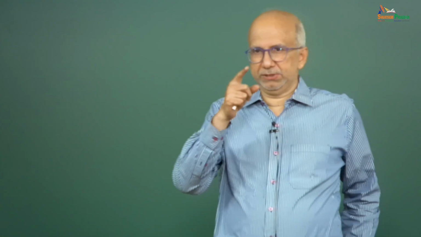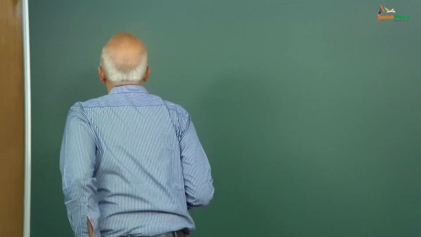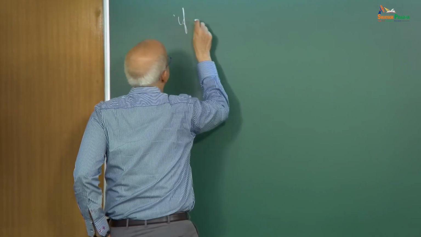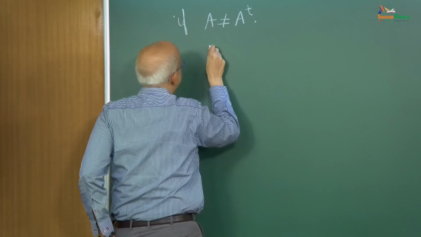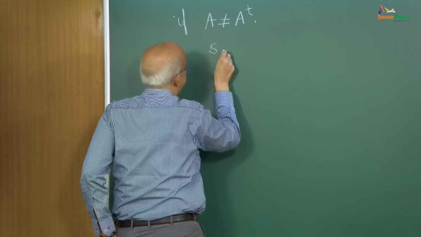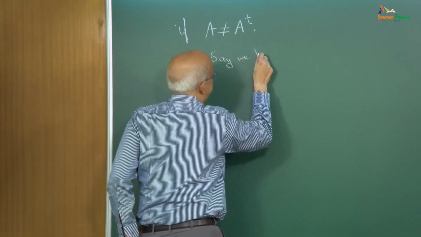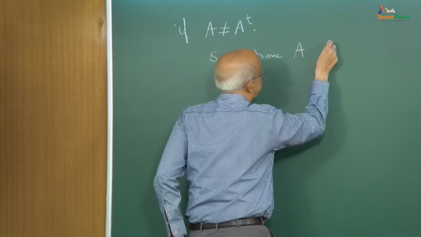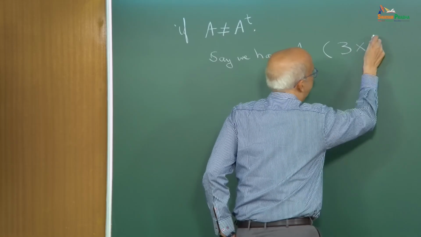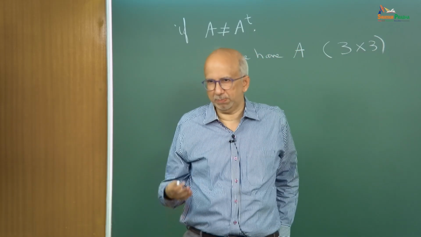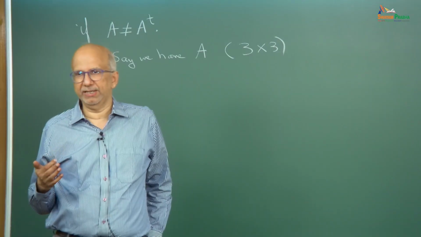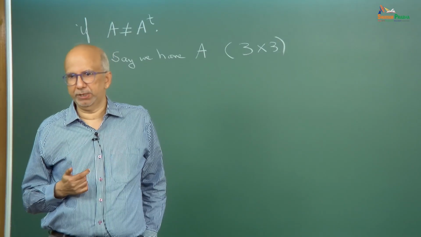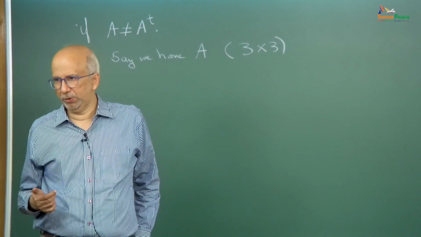I think I want to discuss a couple of things. First is, if A is not equal to A transpose, let us say we have A as a 3 by 3 matrix, just to explain the idea. So, you will have 3 eigenvalues and I want to consider the case where we can have a complex conjugate pair. So, one eigenvalue will be real and 2 will be complex conjugate.